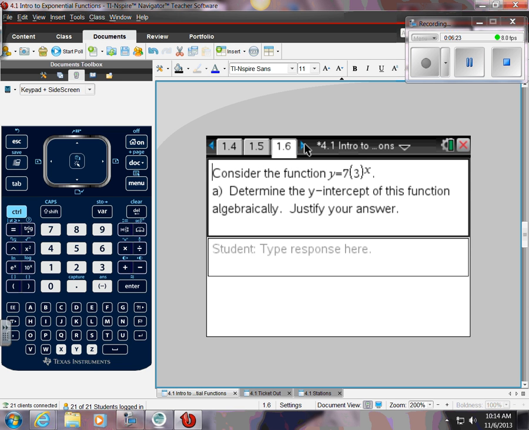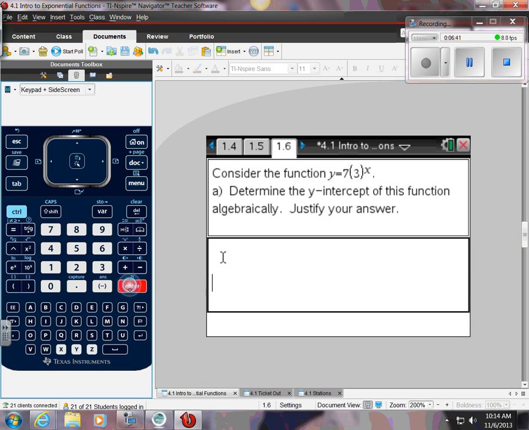All right, so let's consider the function 7 times 3 raised to the x. This one's a little bit different, right? What's new? Yeah, that 7's there. Can I just multiply the 7 and the 3? No, you cannot multiply them, all right? So this is actually going to do something interesting to our graph. So we're going to find the y-intercept algebraically.